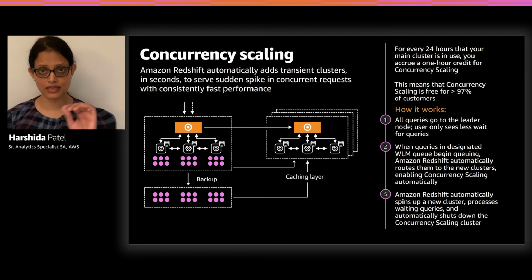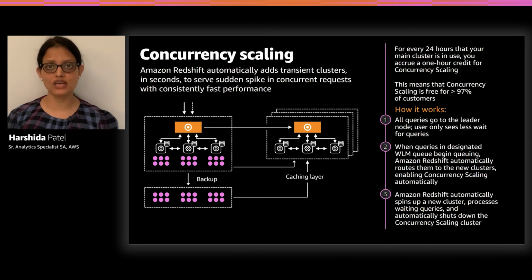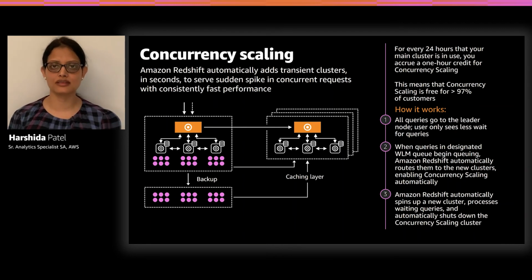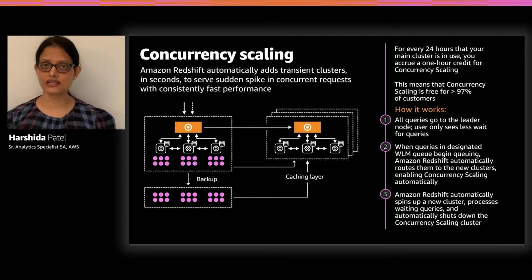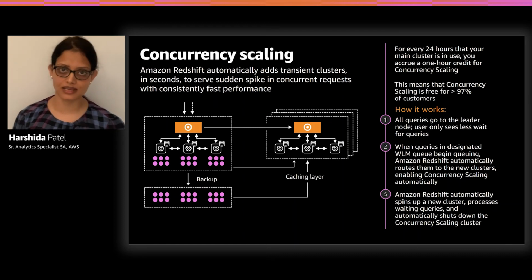What you choose is to enable the feature and specify how many transient clusters you want to use, between 1 and 10, which is a soft limit. With every 24-hour use of your main cluster, you get 1 hour of free capacity for concurrency scaling. Say your main cluster is up and running for 30 days in a month, you get a total of 30 hours. And you can choose to use this free capacity at any given point of time in a month. Concurrency scaling allows you to handle your spiky workload for read-only queries. You can also apply cost controls with concurrency scaling now.